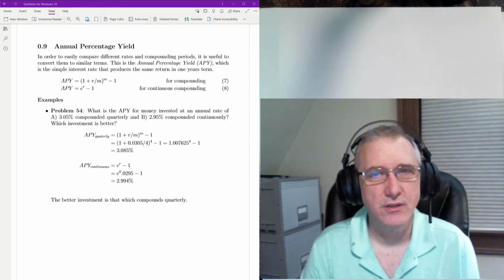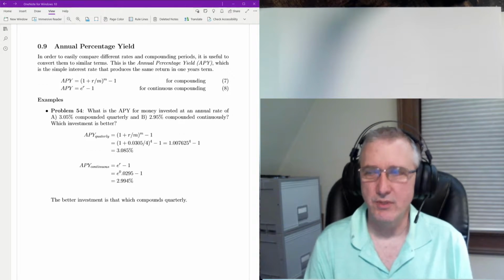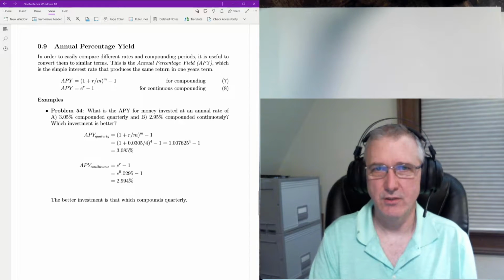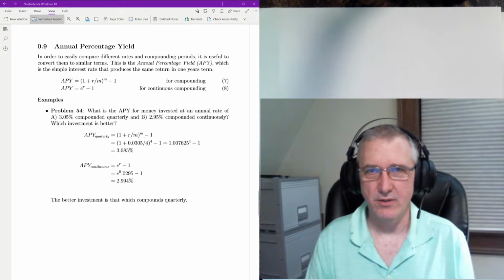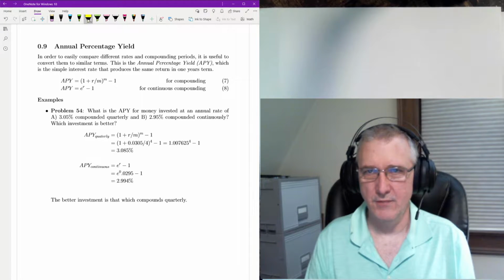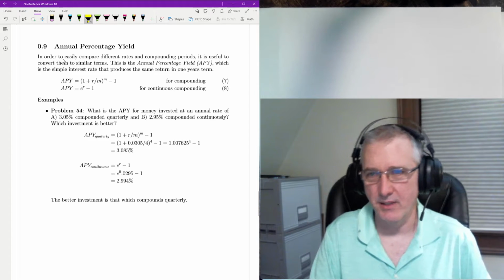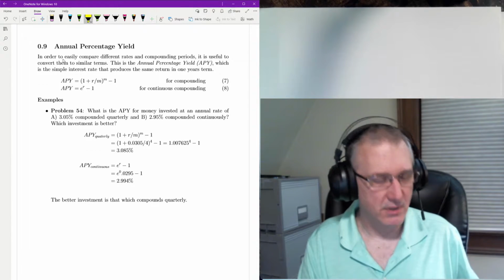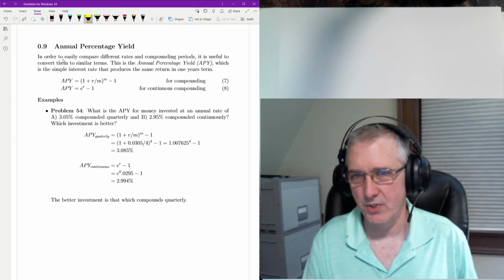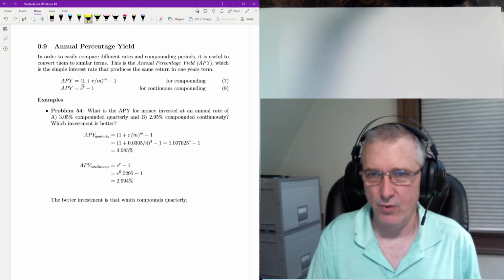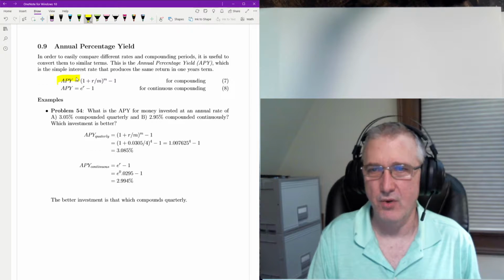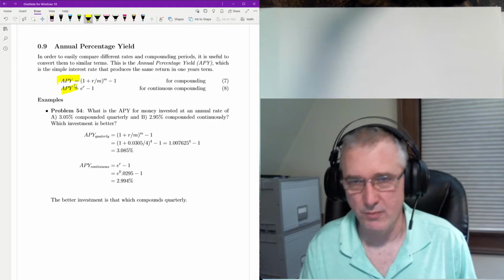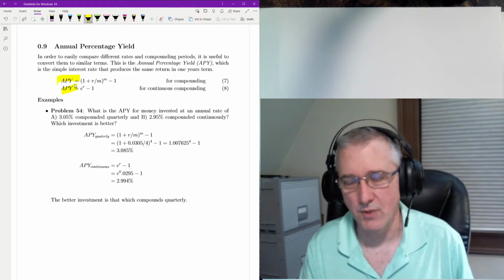So the annual percentage yield makes it much easier to compare different rates. By converting everything to an annual term, basically a simple interest rate over 1 year's return, it makes it easy to compare different compounding periods, continuous compounding, and simple interest rates, all within the same terms for 1 year. And that way you can tell which is a better investment.